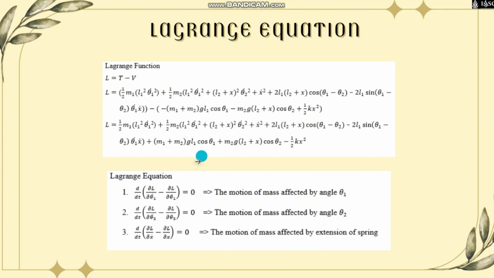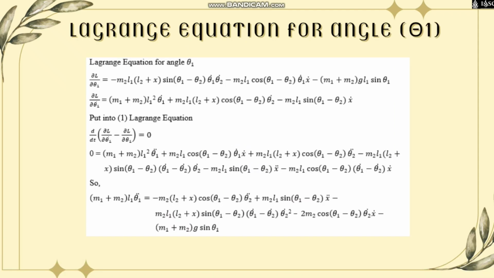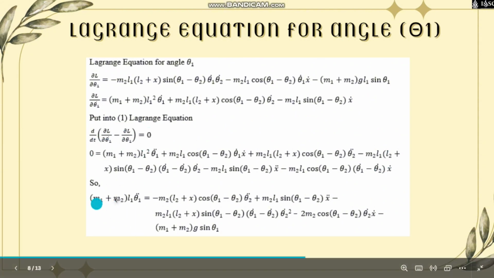After we have the Lagrange function, the next step is to determine the Lagrange equations. In this system, there are 3 Lagrange equations. Next, we find the Lagrange equation for angle 1. If we differentiate the L function with respect to theta 1, we get this equation. And if we differentiate the Lagrange function with respect to theta 1 dot, we get this equation. If we put these 2 equations into the first Lagrange equation, it will become this, and we have this equation.